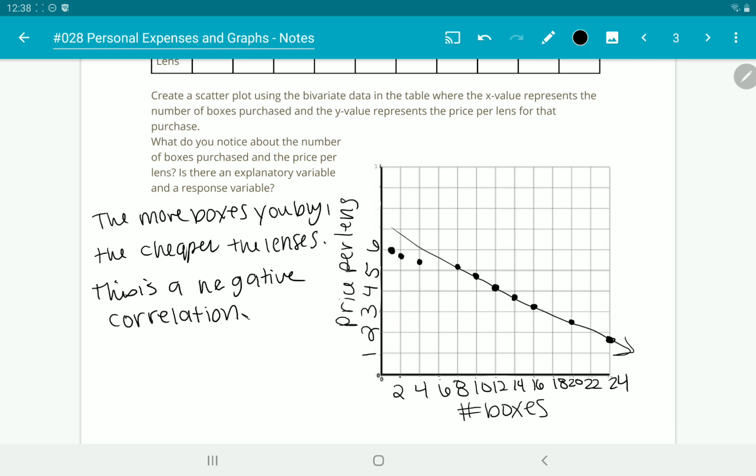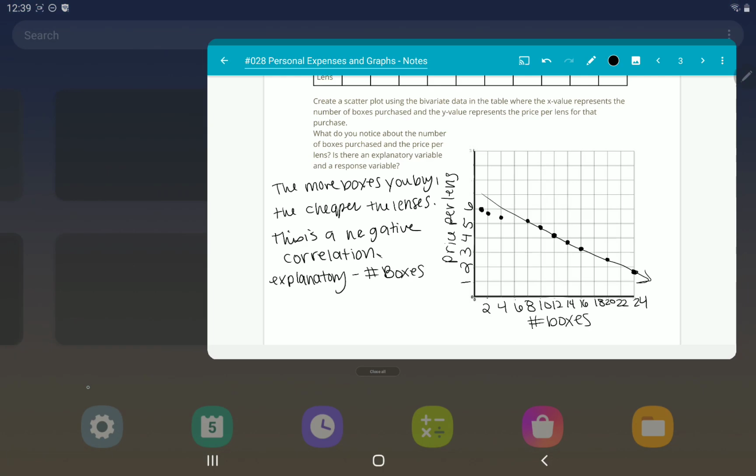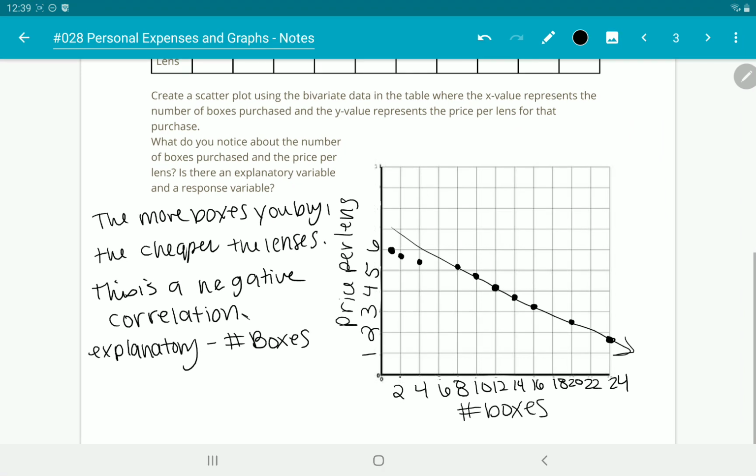Okay, so is there an explanatory variable and a response variable? You know, is there a reason that this happens? So I think there is, and they do this on purpose. So the explanatory variable is going to be the number of boxes, because the number of boxes that you buy directly affects how much you pay for them. And so the response variable, the one that's affected, is going to be the price.